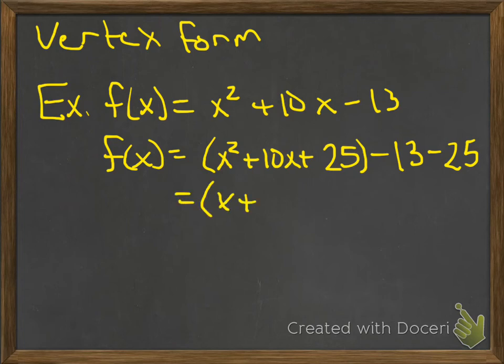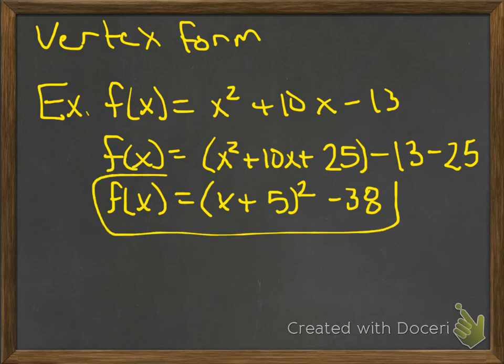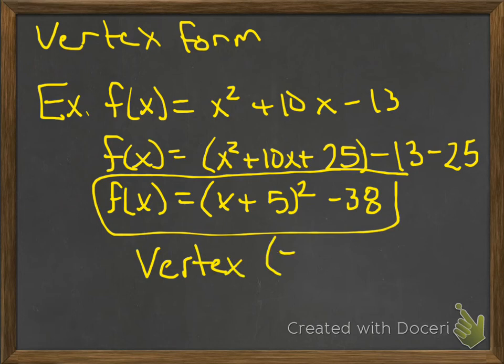Combine my like terms. I've got here x plus 5 squared minus 38, and that's my vertex form. That's all I needed. There's my vertex form, so that would be one answer. And then I have a vertex of -5, comma, -38. Not one I'm probably going to graph, but at least you now know where that vertex is. Okay.